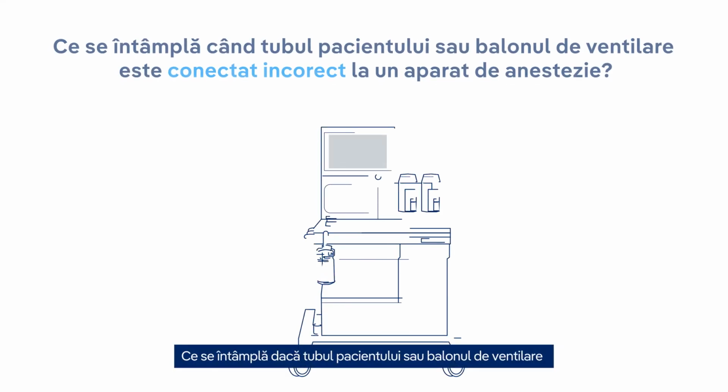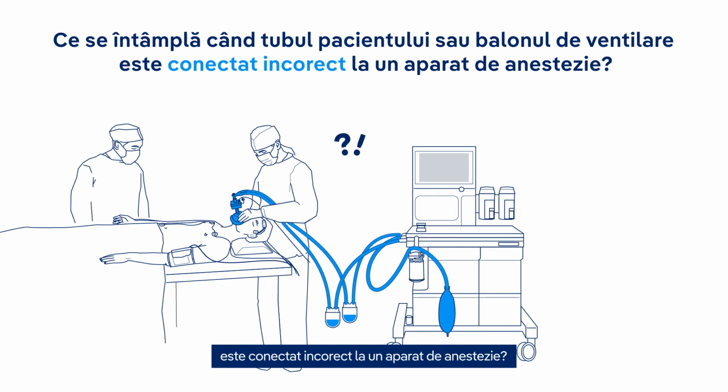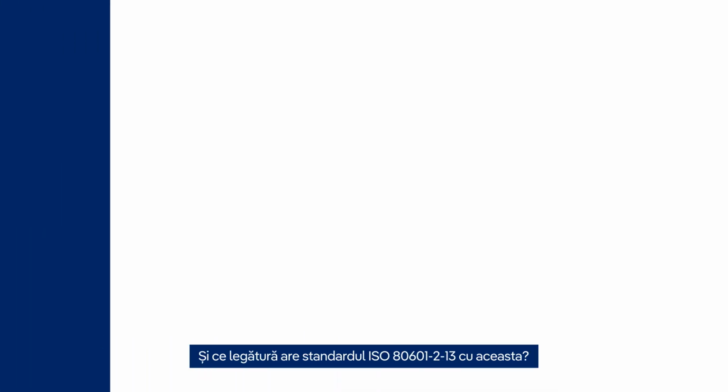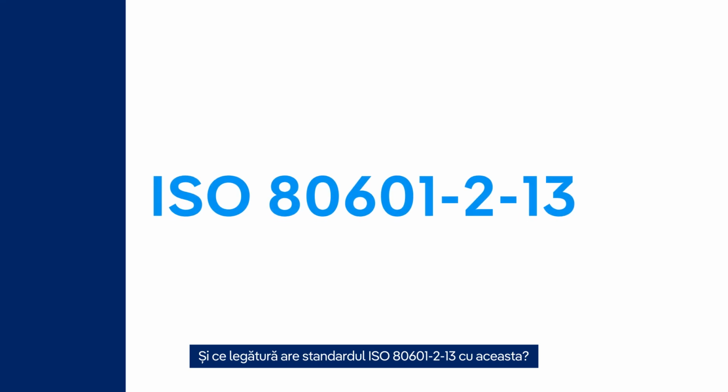What happens when the patient tubing or breathing bag is incorrectly connected to an anesthesia machine? And what does the ISO 8601-213 standard have to do with it?